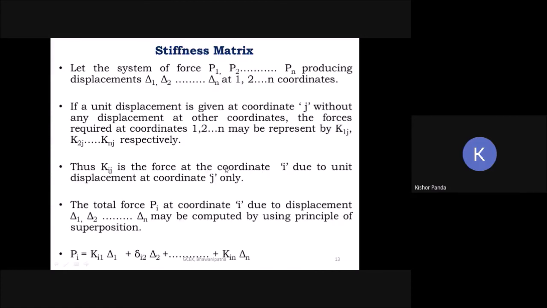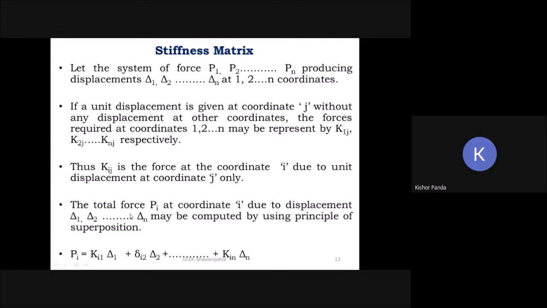Then coming to the stiffness matrix, let the system of forces P1, P2, P3, Pn produce displacements delta 1, delta 2, delta 3, delta n at coordinates 1, 2, 3 and n. If a unit displacement is given at coordinate j without any displacement at other coordinates, the forces required at coordinates 1, 2, 3, n may be denoted by K1j, K2j, Knj respectively. Thus, Kij is the force at coordinate i due to unit displacement at coordinate j.